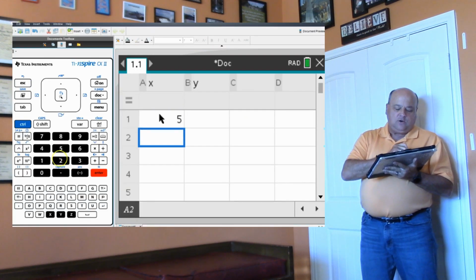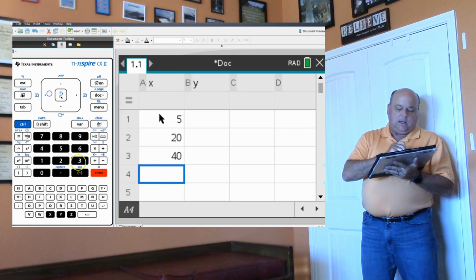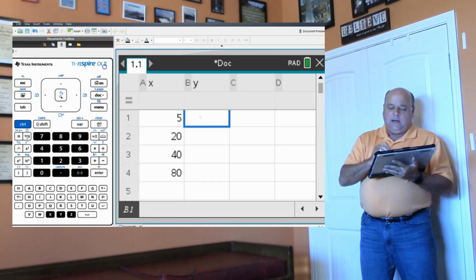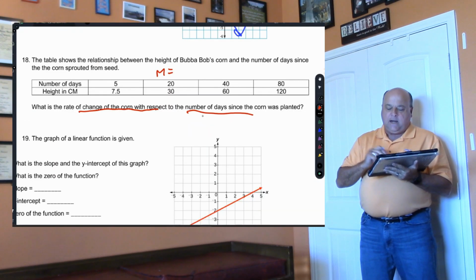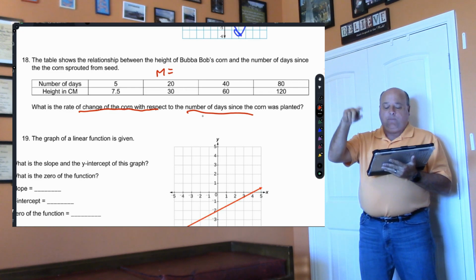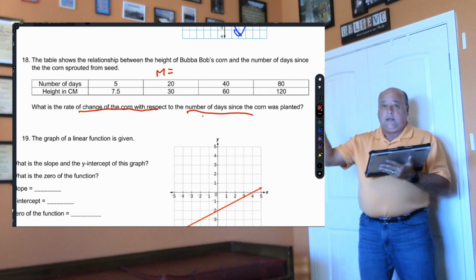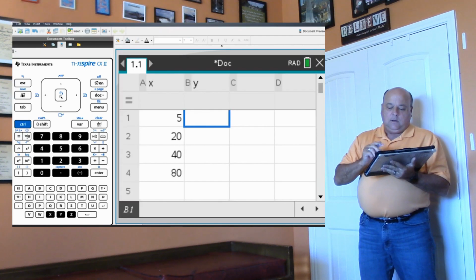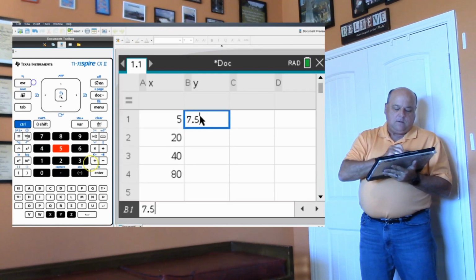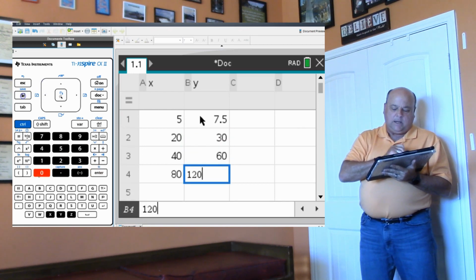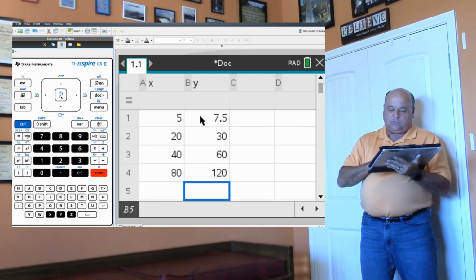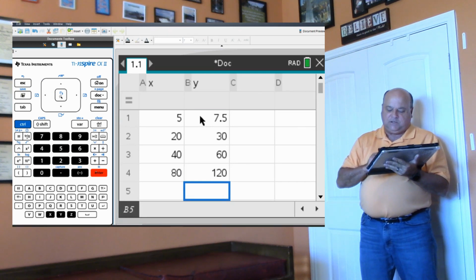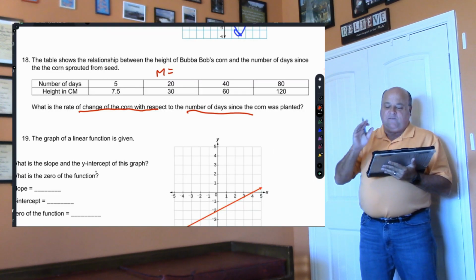5, enter, 20, enter, 40, enter, 80, right? And then I'm going to go over here, and I'm going to put my Y's: 7.5, 30, 60, 120. Let me make sure I have this right. 7.5, 30, 60, 120. 7.5, yep.